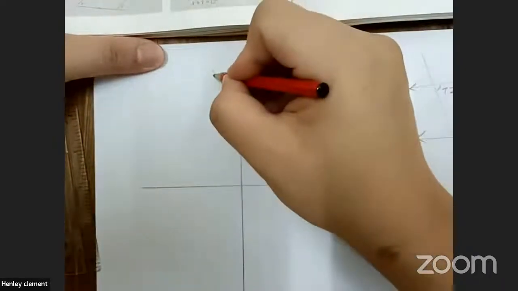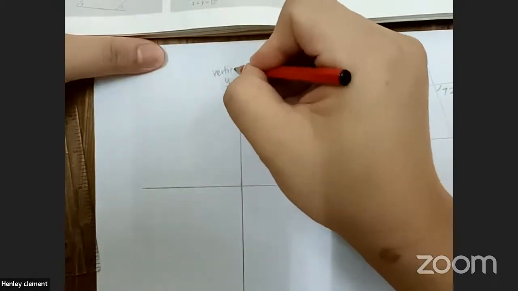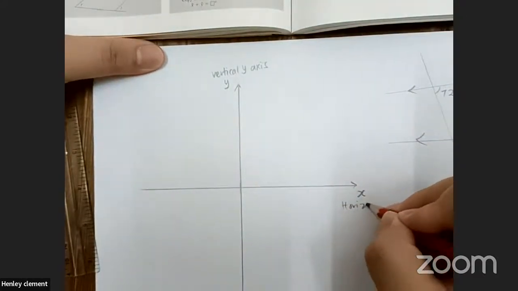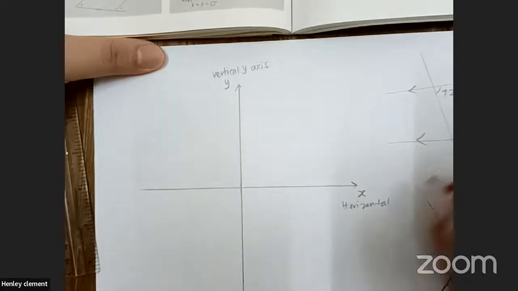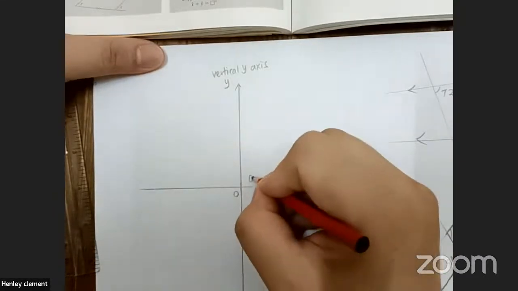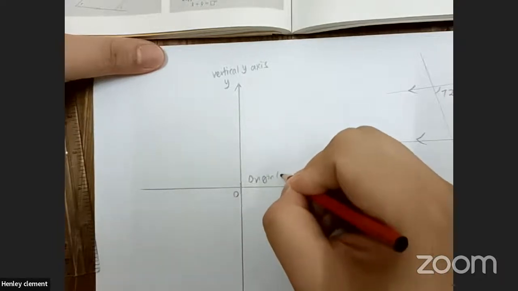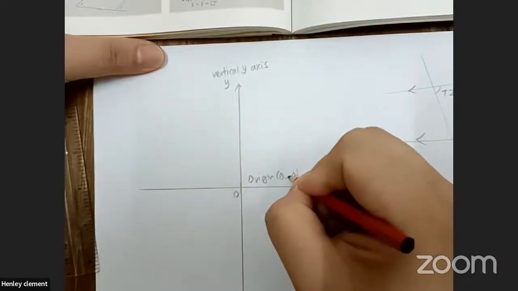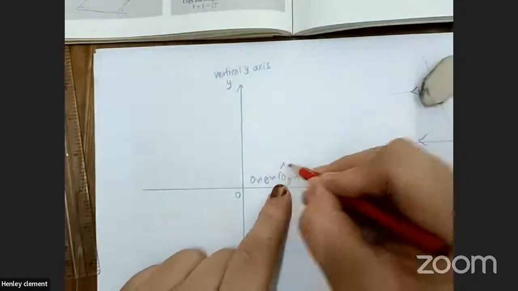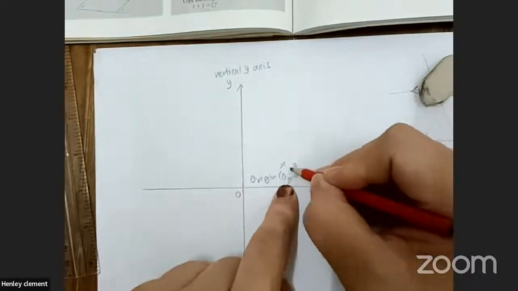This y is called the vertical y-axis. This is called the horizontal x-axis. And then this point is called O, the origin, where the coordinate is 0 and 0. What does it mean by 0? The first 0 is x, stop at x 0, and then this is y, stop at y 0.